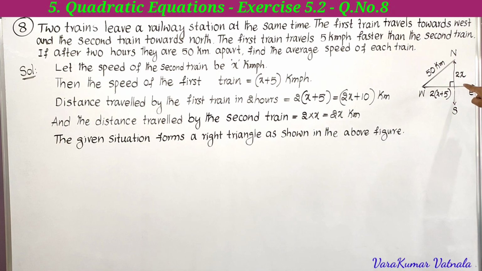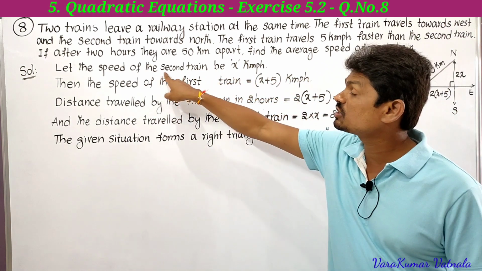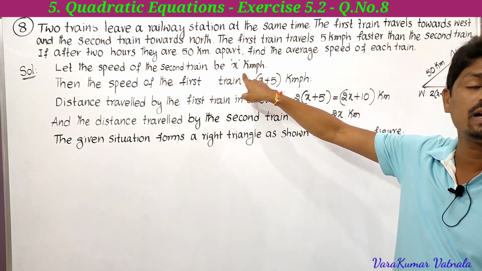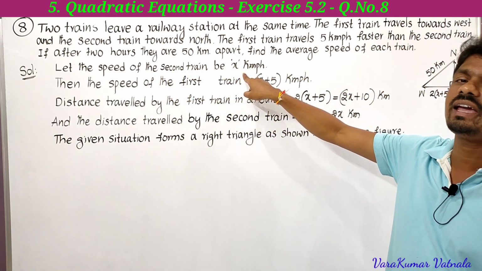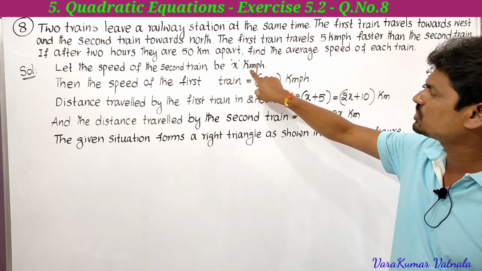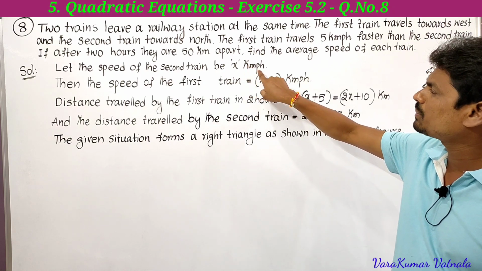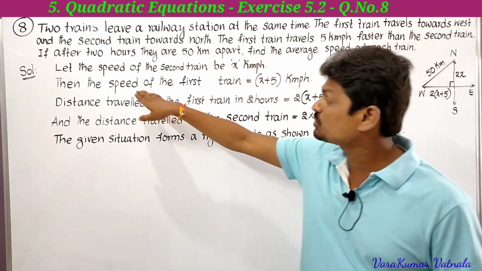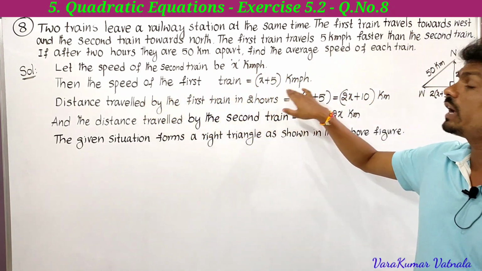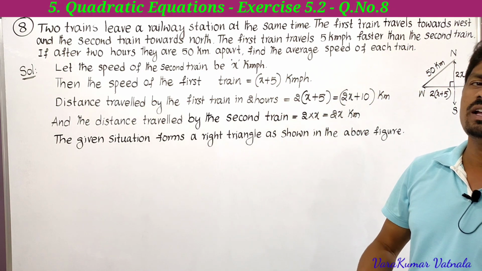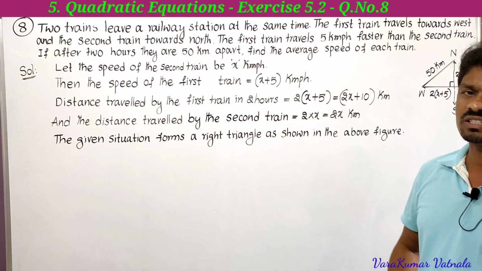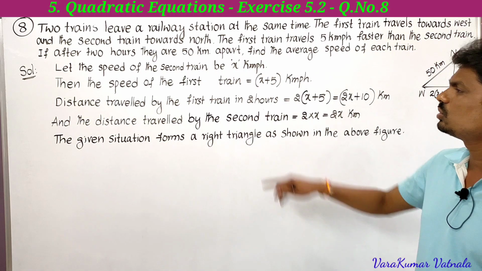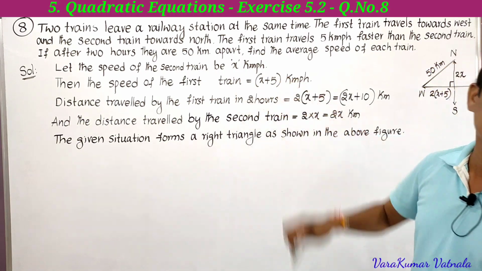See here, let the speed of the second train be x kmph. Kmph stands for kilometer per hour. Then the speed of the first train is x plus 5 kmph. Why? Because it is 5 km faster than the second one. So the speed of the first one becomes x plus 5.